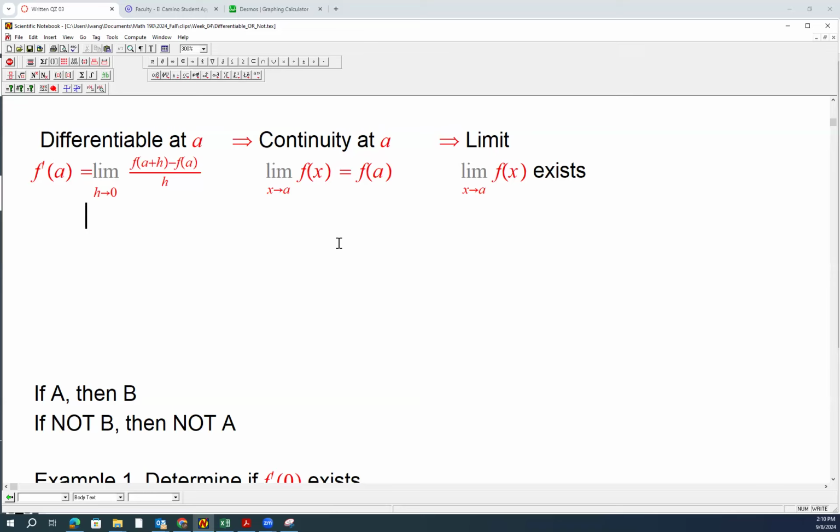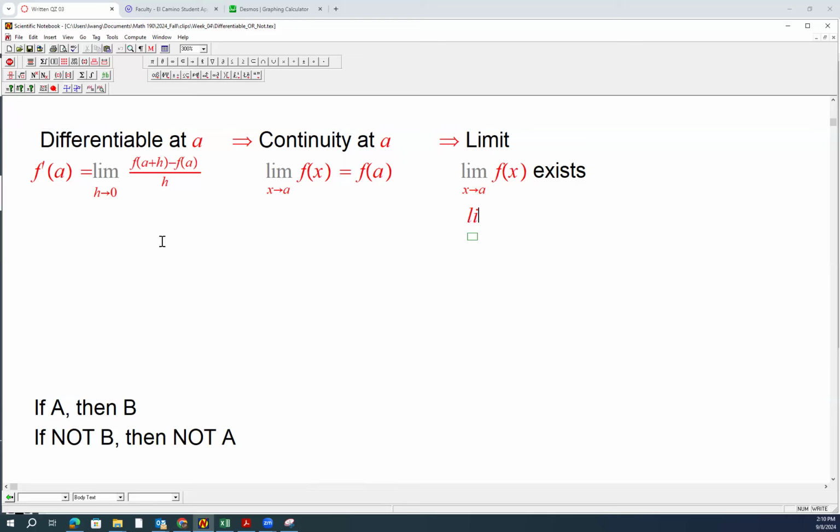So a counterexample includes, for example, the limit as x approaches 2 of the function x squared minus 4 over x minus 2. For some of you, this might be a repeat. Obviously, this function is not continuous at 2. It is not even defined at 2, but this limit does exist.